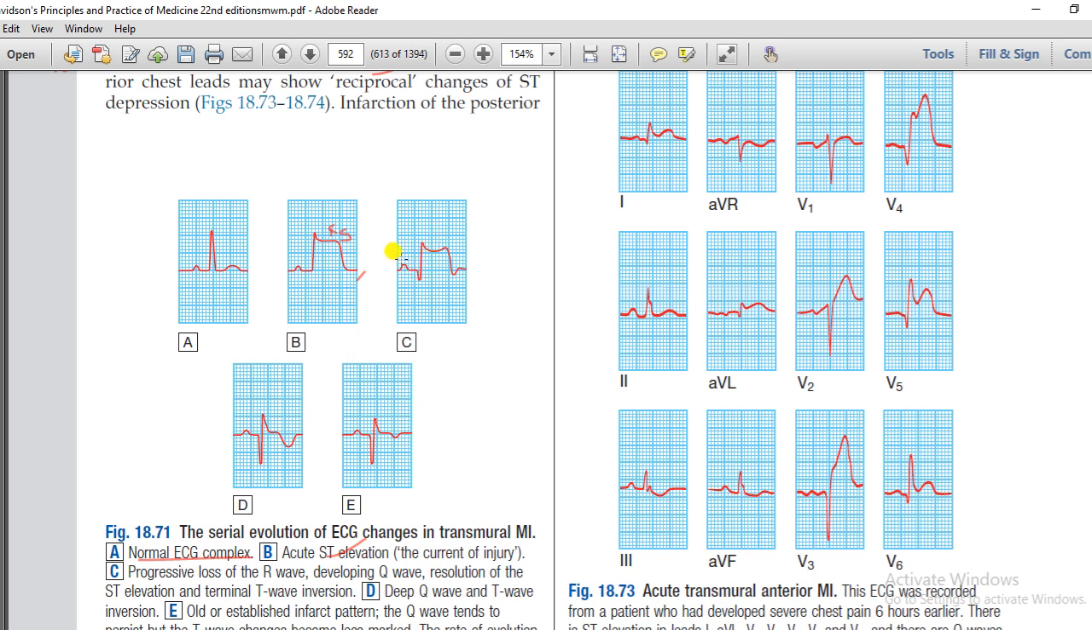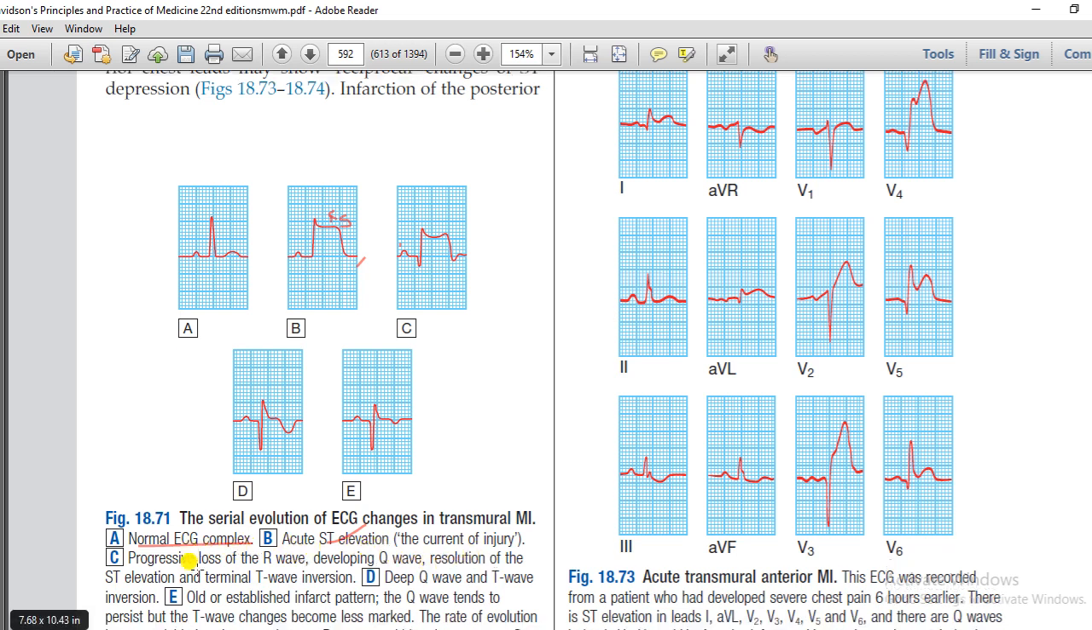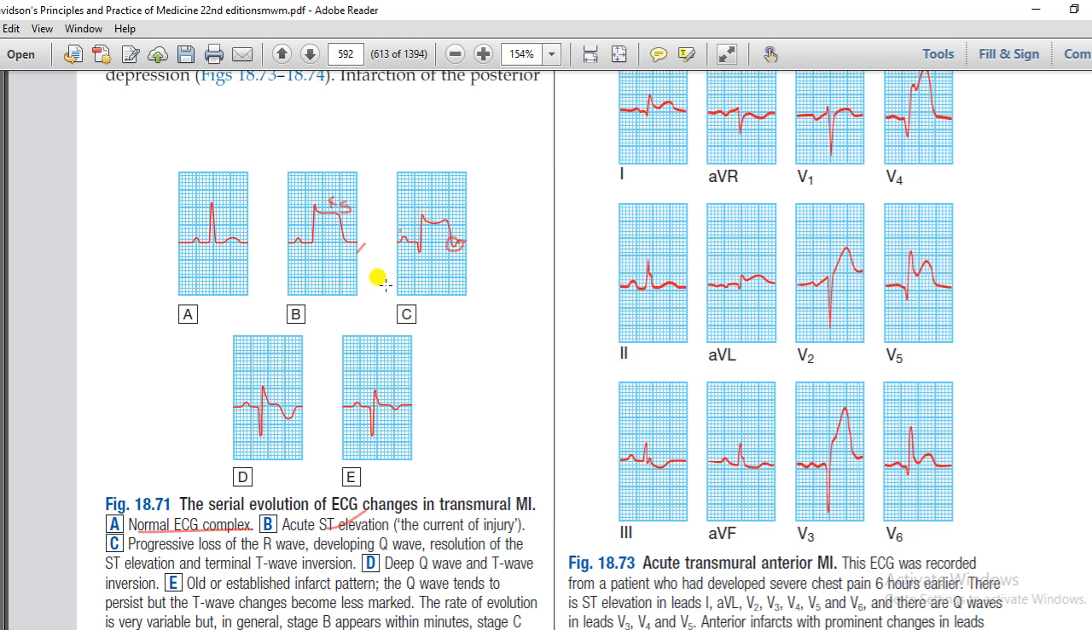Okay, let's read it properly. Progressive loss of R wave, developing Q wave, resolution of the ST elevation, and terminal T wave inversion. Yes, there is inversion of the T wave, and there is loss of the R wave.